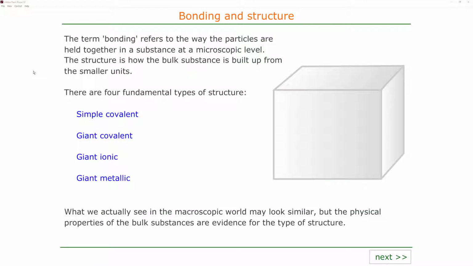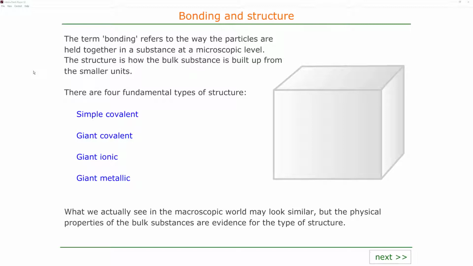Bonding and structure. Here's a summary of the main types of bonding that's used in matter and the consequent effects it has on the macroscopic structures that we see. So we have two sides of things: we have the microscopic structure and the macroscopic properties.